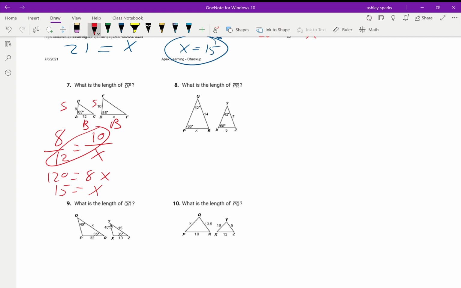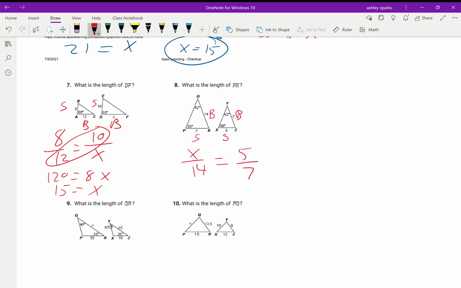Again, visually, it looks like 5 is my small, 7 is my big. And the same thing's happening here. 14 is my big and x is my small. So we could set up 14 over x. Or I'm sorry, I'm doing small over big, aren't I? We could do x over 14 equals 5 over 7.